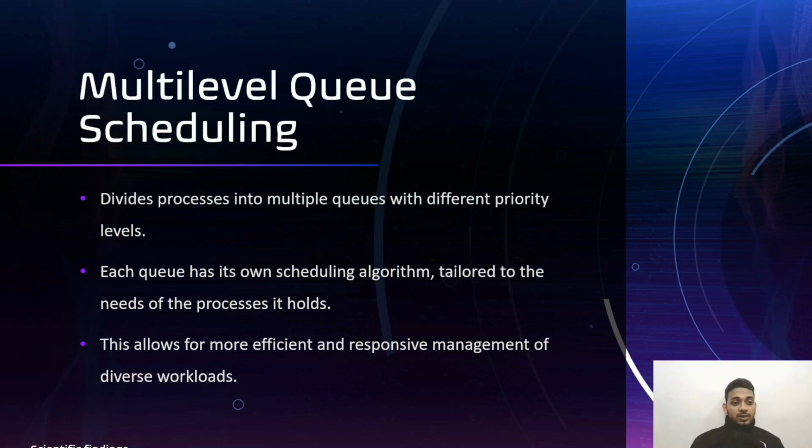Multi-level queue scheduling divides processes into multiple queues with different priority levels. Each queue has its own scheduling algorithm tailored to the needs of the processes it holds. This allows for more efficient and responsive management of diverse workloads.